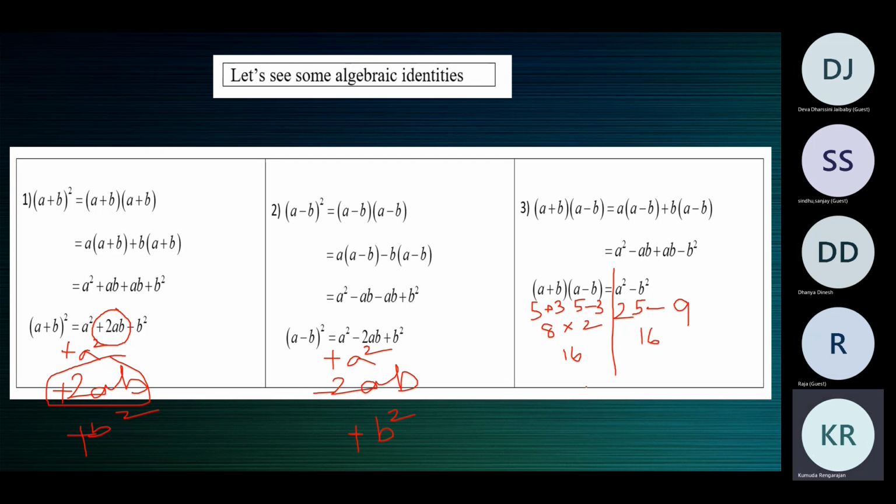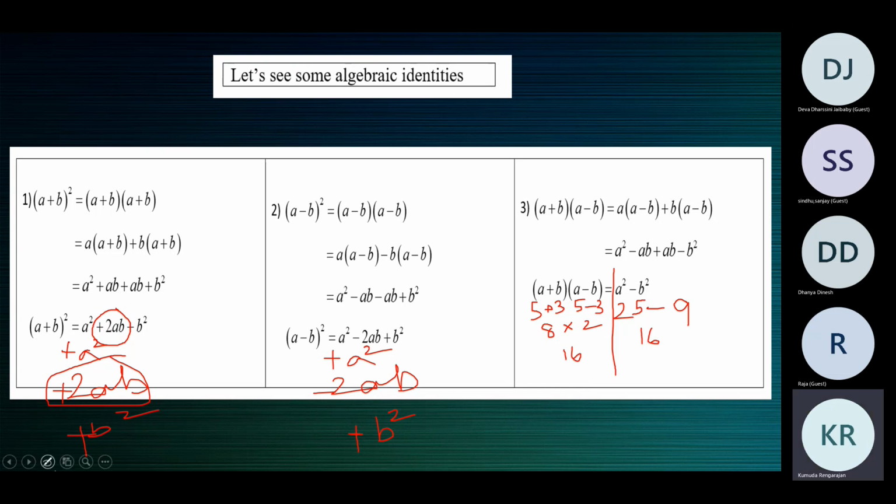So you can see when a is 5 and b is 3, a plus b into a minus b is 16. A square minus b square is also 16. So a plus b into a minus b is equal to a square minus b square. I have taken 5 and 3. You can give any value, fractions, 0, negative, positive, any combination. It will work for any value of a and b.